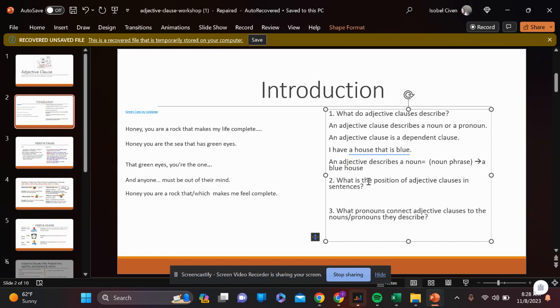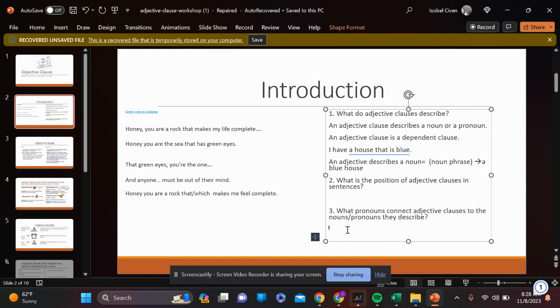But an adjective itself describes a noun, like a blue house, right? And the adjective clause can come at the end of the sentence, like, honey, you are a rock that makes my life complete. Honey, you are the sea that has green eyes. These adjective clauses come at the end. And then there are adjective clauses that can be in the middle of the sentence.